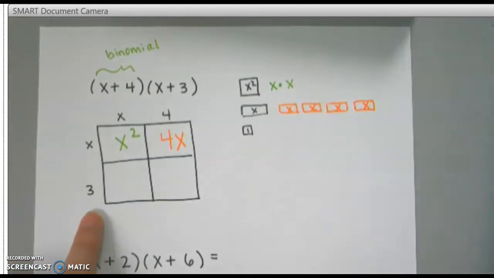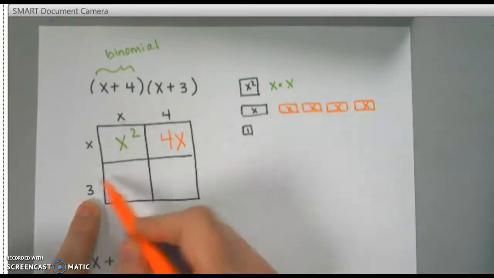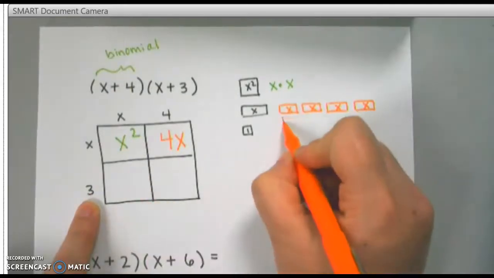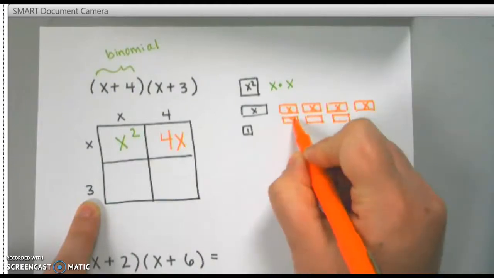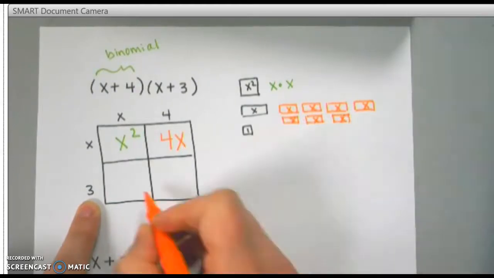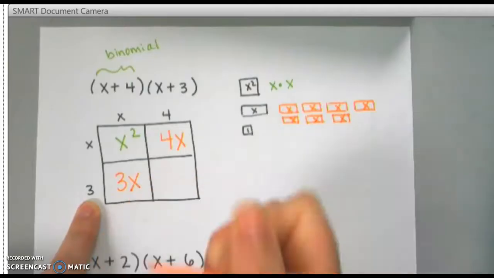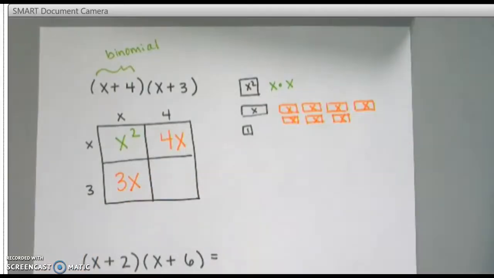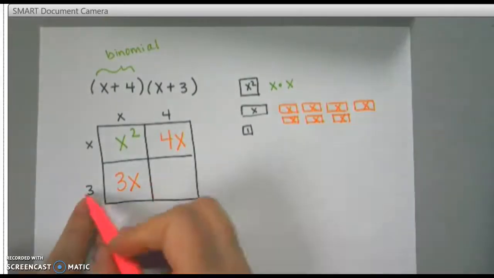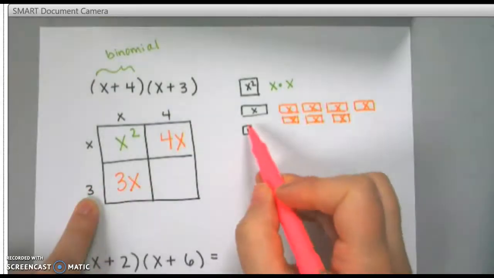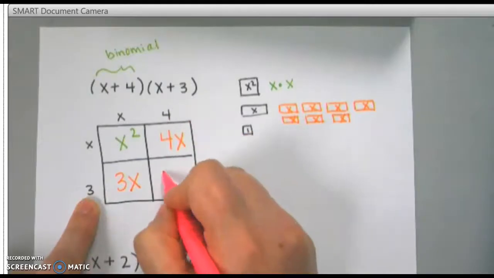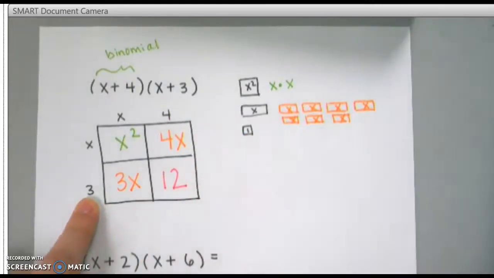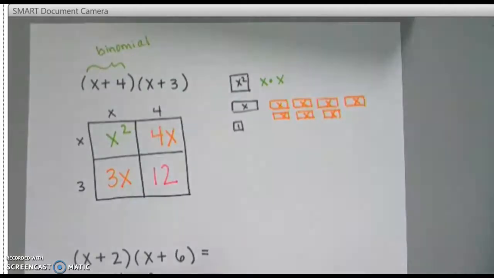All right, and the same thing down here when you do 3 times x. 3 times x means you have 3 x's. And then in the last box is just 4 times 3. Those are your ones. So the last box, we just have 4 times 3, your constant. So 4 times 3 is 12.